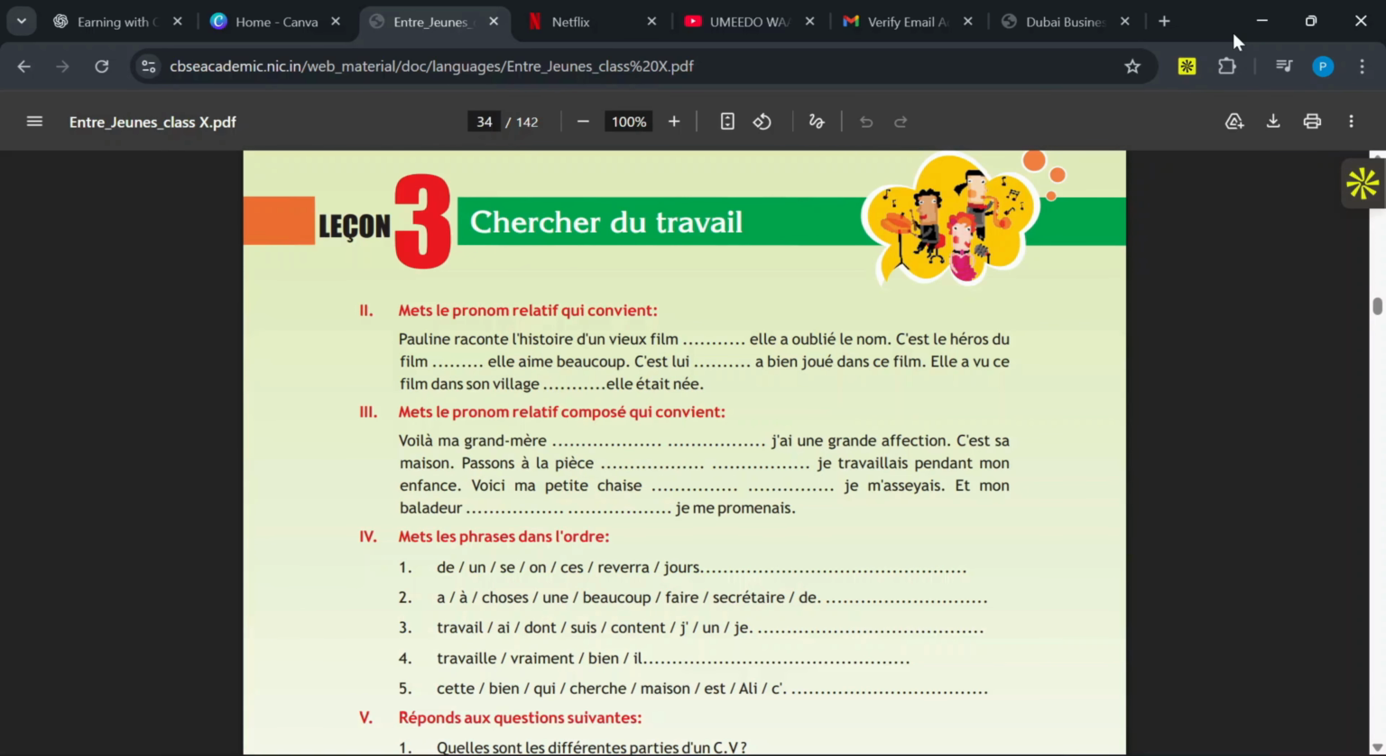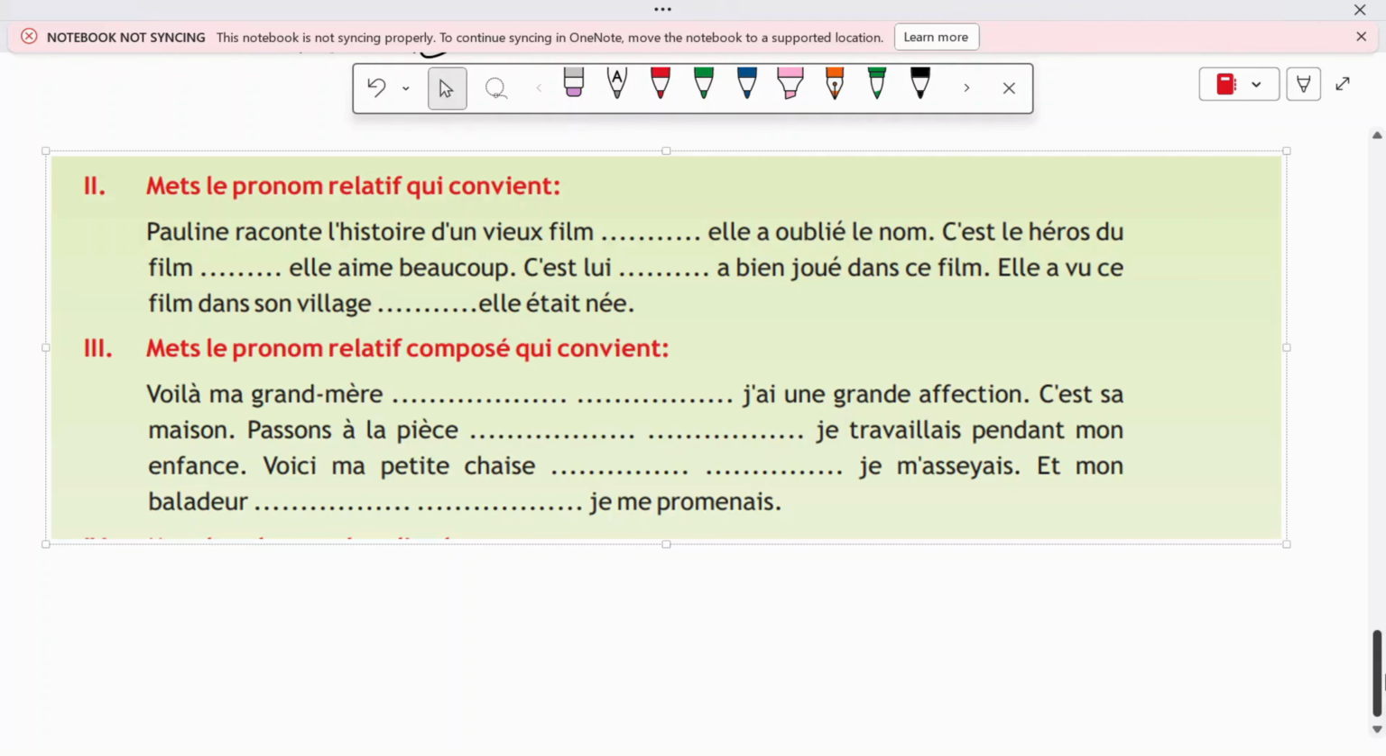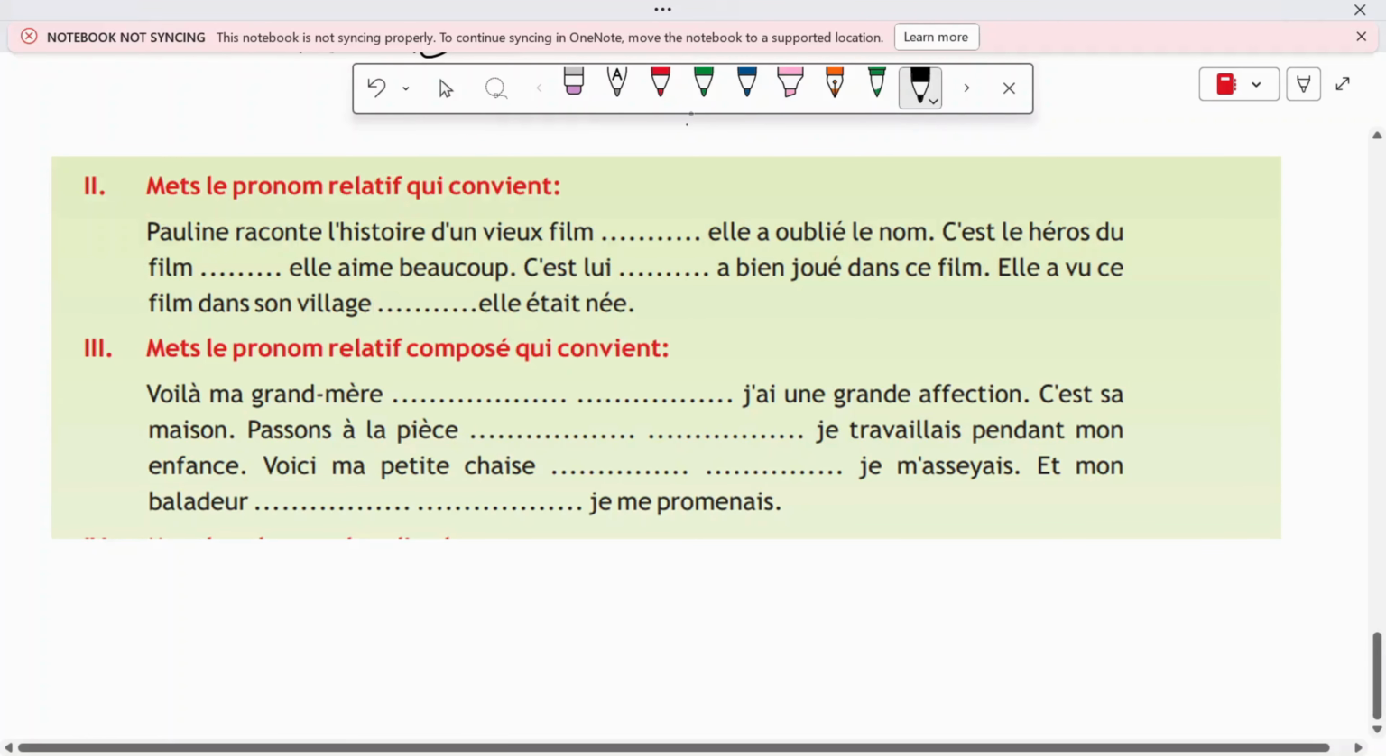Let's go to the next question. Here we are again taking the pronoun which is convenient. So let's do these two questions. Okay, coming back over here. So the first question, mettre les pronoms relatifs qui convient. It can be either simple or composé. We'll just see. Pauline raconte. Raconte means to narrate. L'histoire, the story, the vieux film, of an old film.